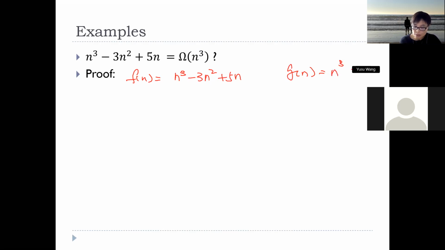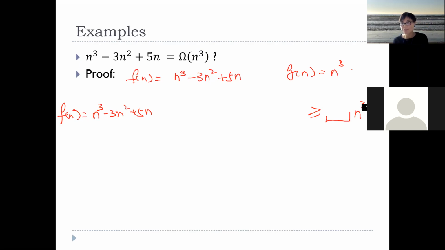We want to show that f of n essentially is bigger than some constant times g of n, right? We want to show that for n large enough, f of n is always bigger than g of n up to a constant. We need to find this constant. If we can find this constant, then we're done, okay? So in this case, we have to relax in the opposite direction as before.